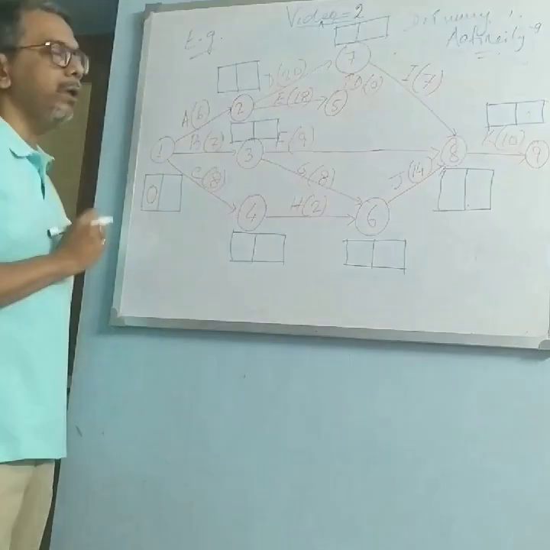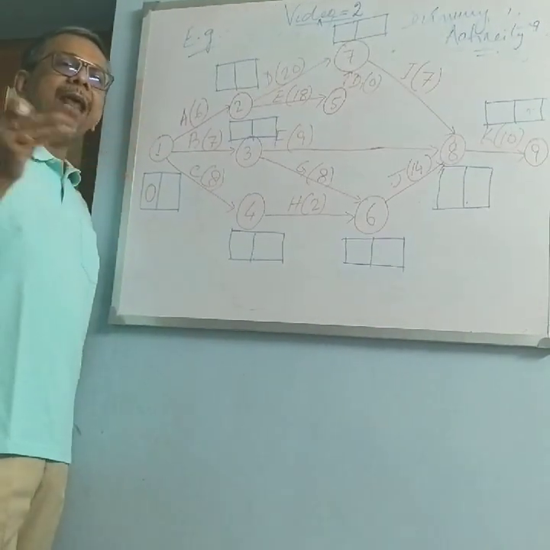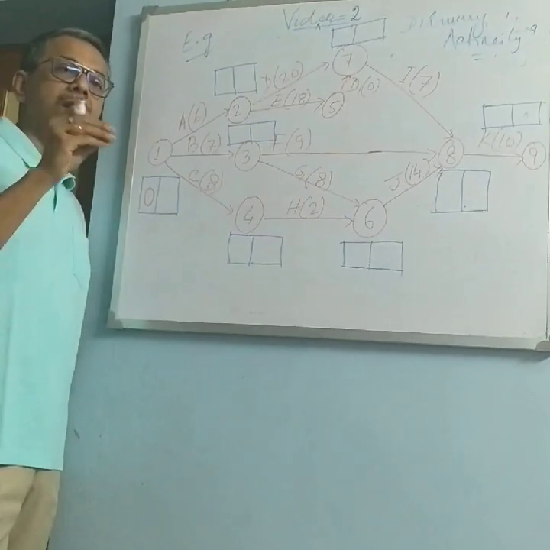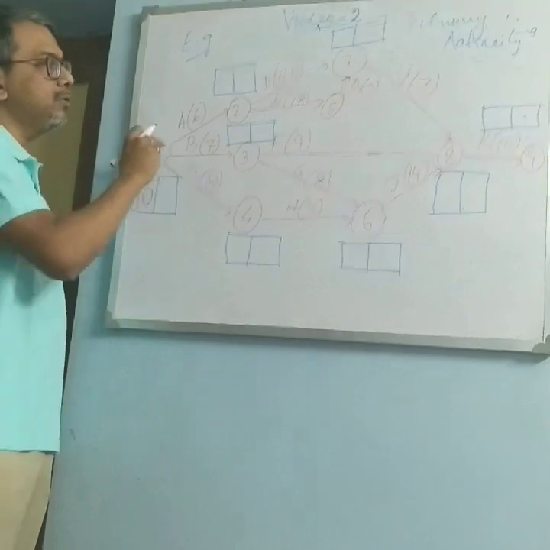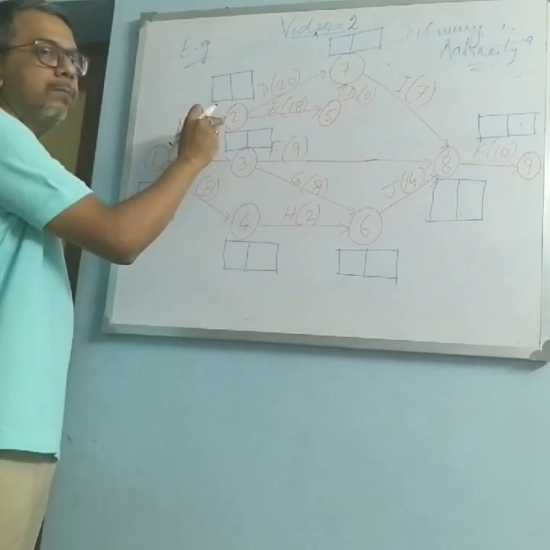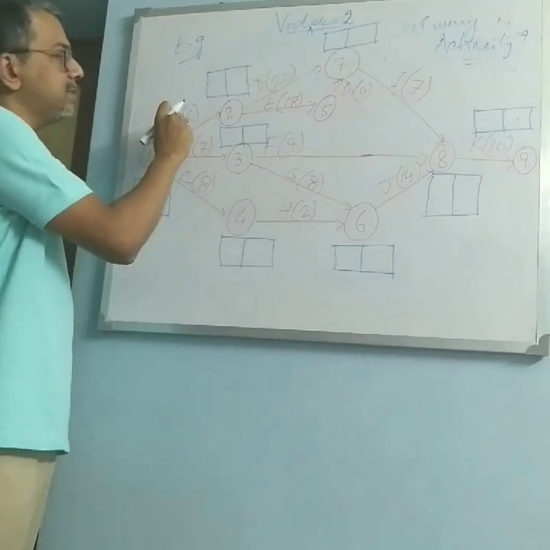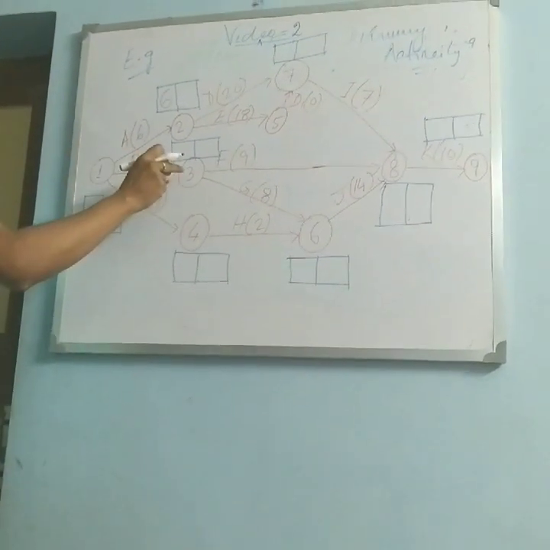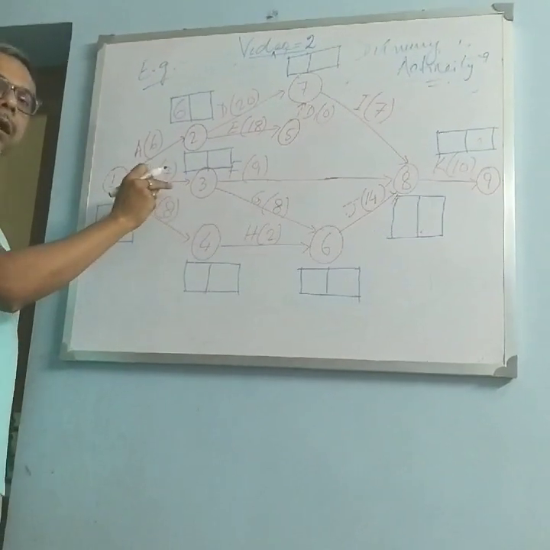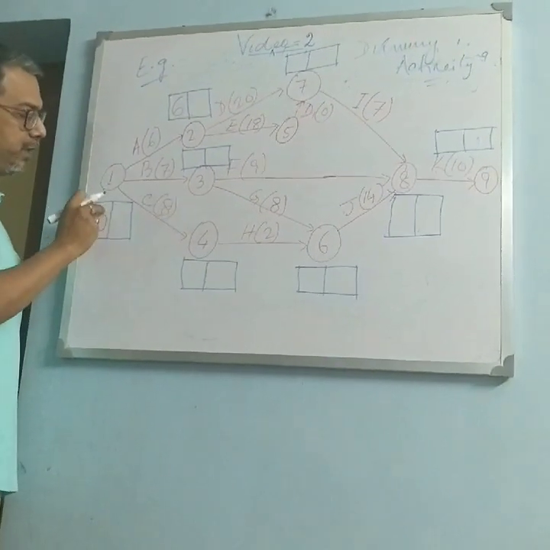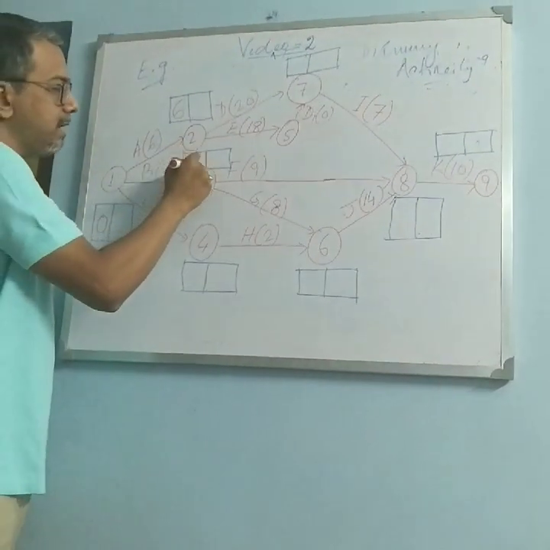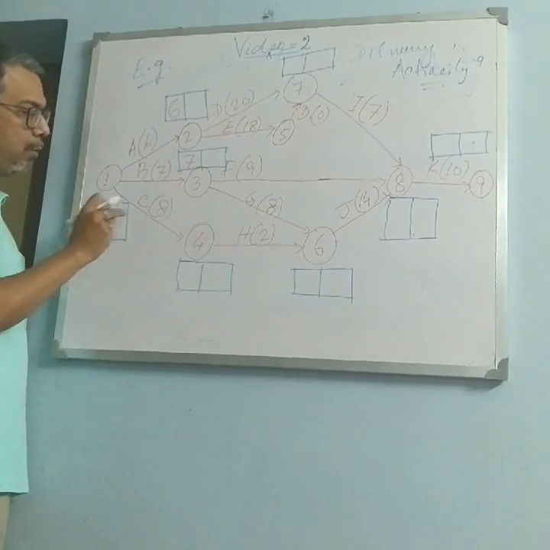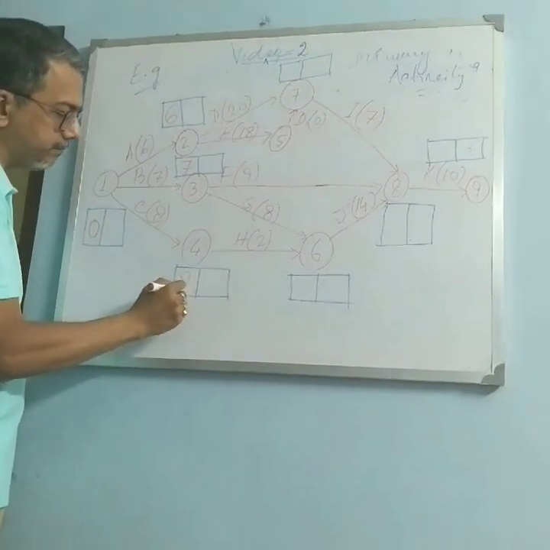Now in node 2 you have to see how many arrowheads are entering into that node. So how many arrowheads are there? Only one. So 0 plus 6 is 6. Next 3. How many arrowheads are there? Now here also 1. So 0 plus 7 is 7. How many arrowheads are there in 4? Again 1. So 0 plus 8 is 8.